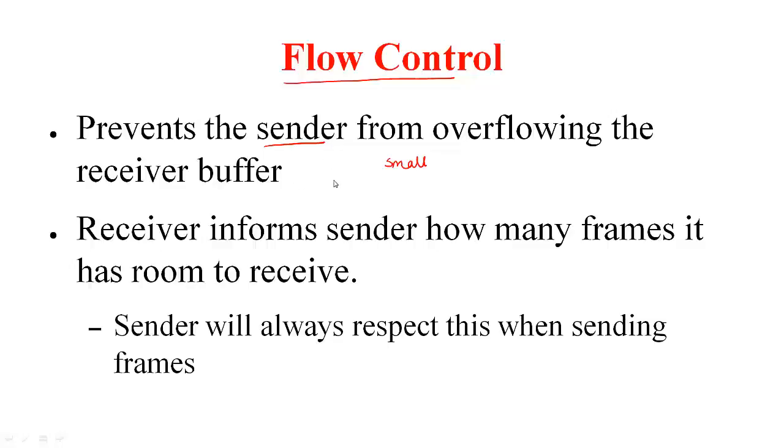The way flow control can be handled as part of reliable data transfer is by the receiver informing the sender how many frames it has room to receive. And the sender is always going to respect this. For example, even if its SWS is very large, it will not send packets even though it has packets to send, because the receiver told it that it does not have space to accept these packets. We will see more of this when I cover TCP.